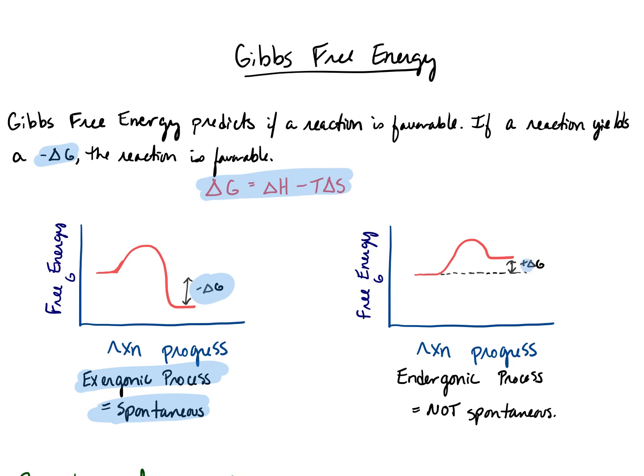If delta G is positive, then it's an endergonic process and it is not spontaneous. So it's harder to get that reaction to go. It's not likely to happen very easily. Okay, it's probably not going to happen. So that's what we're looking at when we're testing these.